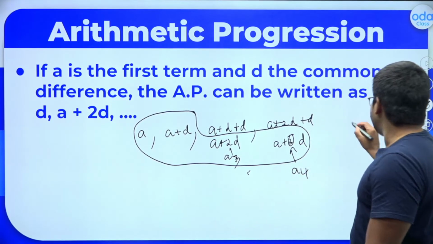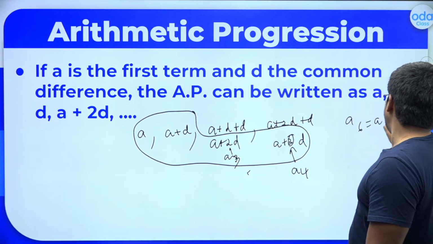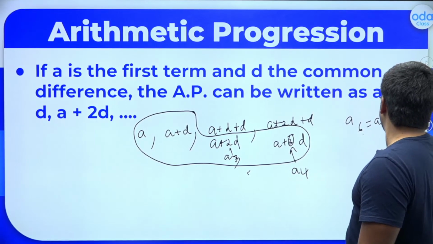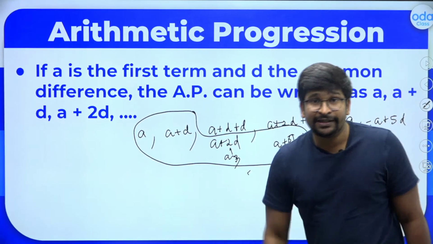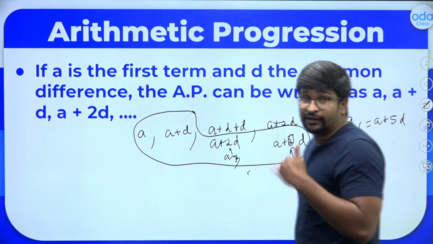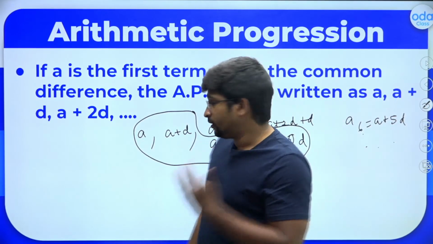So how will you write the sixth term? Sixth term will be A plus 1 less than 6, which is 5D. Likewise, there is a pattern forming when you write the terms of the arithmetic progression. Correct?